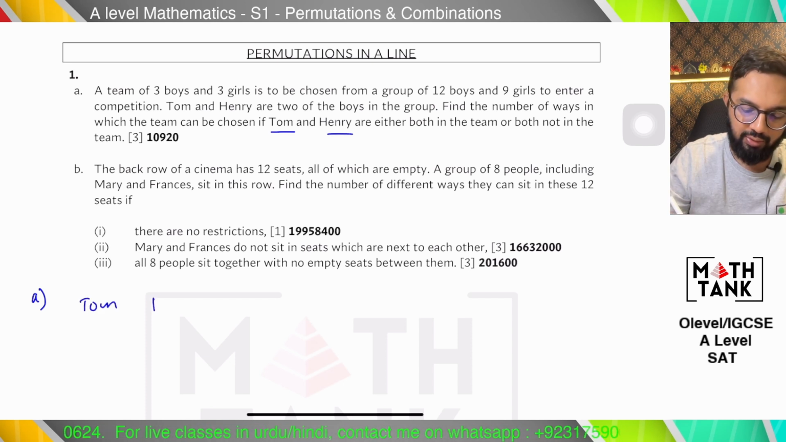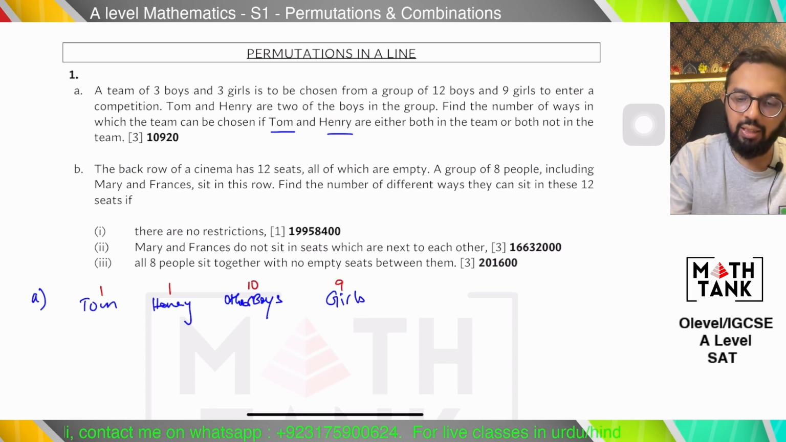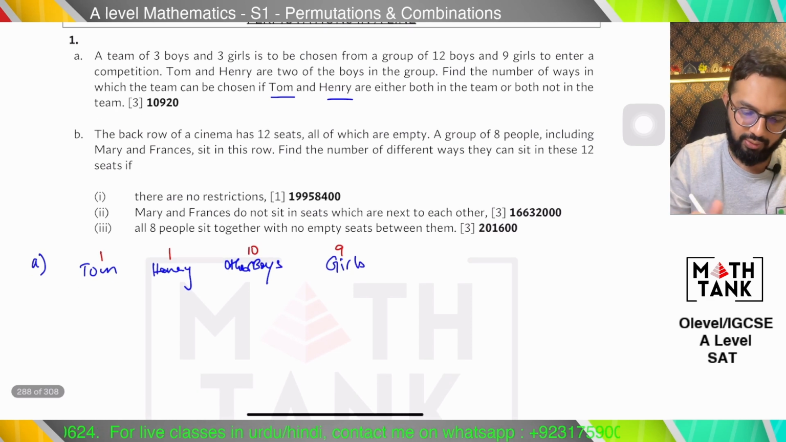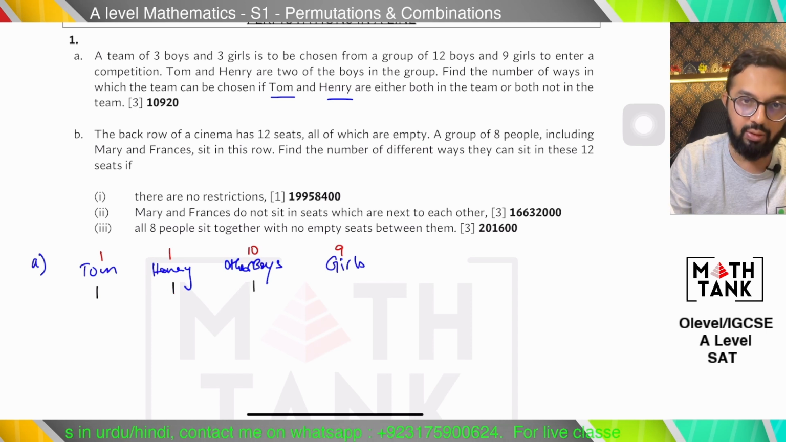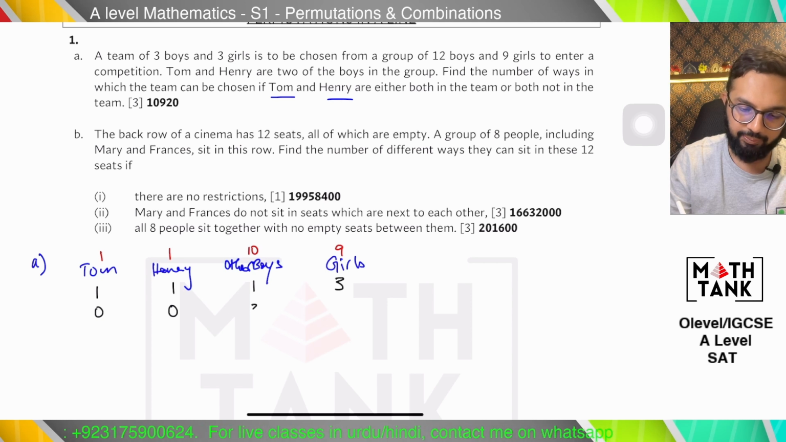So Tom, Henry, other boys, and girls. Okay. So a team of three boys and three girls. So three boys and three girls. Tom and Henry are one, and there are 12 boys in total. So 10 boys here and 9 girls here. I want either Tom and Henry to be both in the team or both not in the team. So they can either be both in the team, so there's one more boy that I need to select, and three girls, or both not in the team.